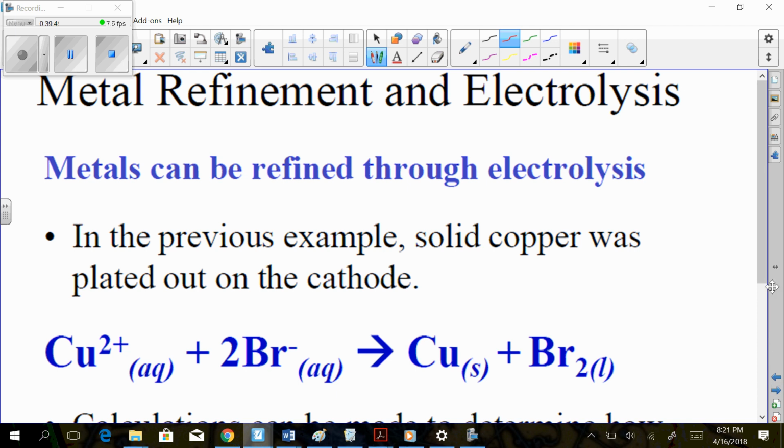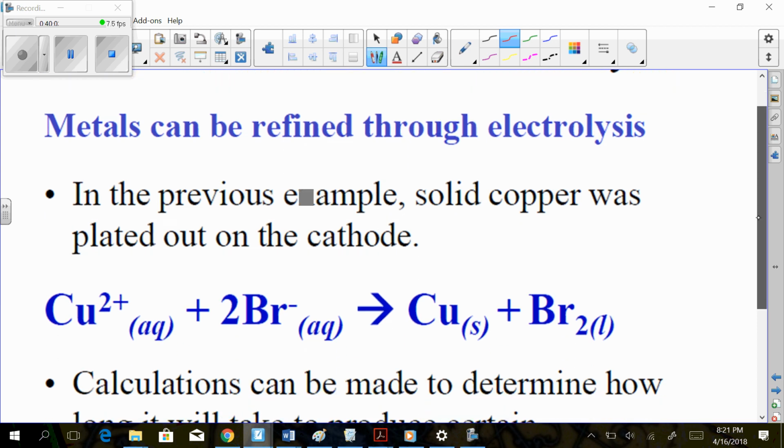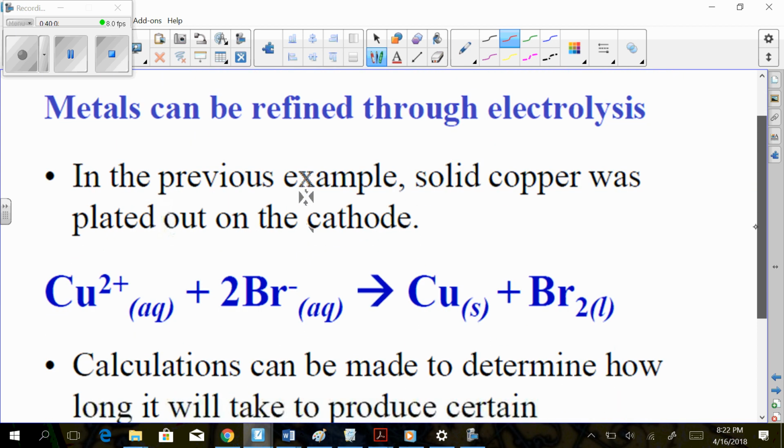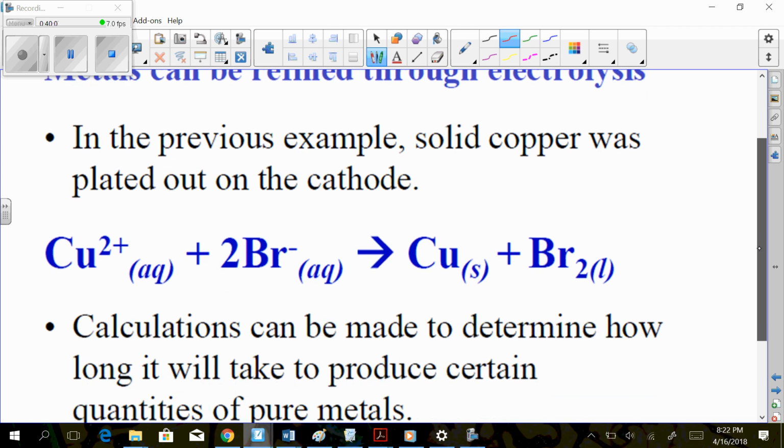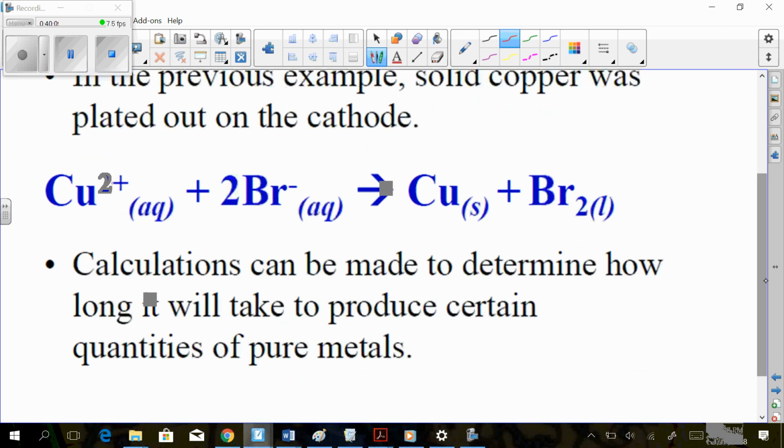A lot of things are refined. Most metals are found in nature as ores, meaning they are reacted with other elements. And so electrolysis is necessary to refine ores of various things like iron to get pure metals.